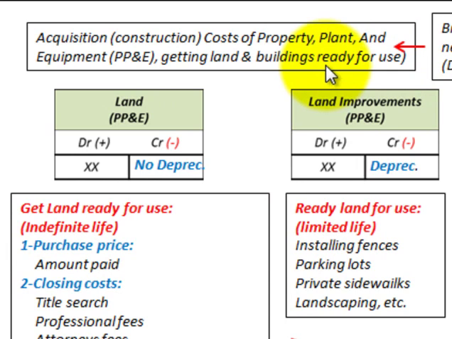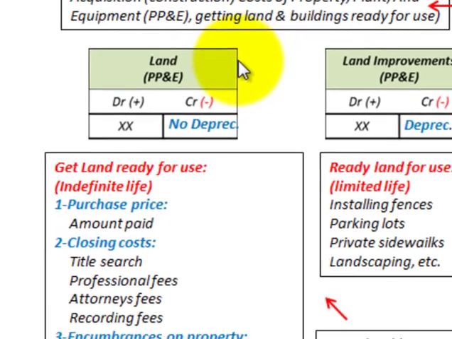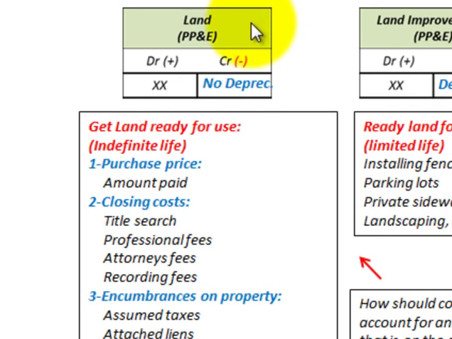Our specific problem is where we have purchased some land with an old building on it, and we have to remove the old building to put up a new building, and we want to look at how we'd account for the costs involved. But before we get into that, let's look at what would be included in our specific accounts when we're acquiring land and buildings for putting them into usage.